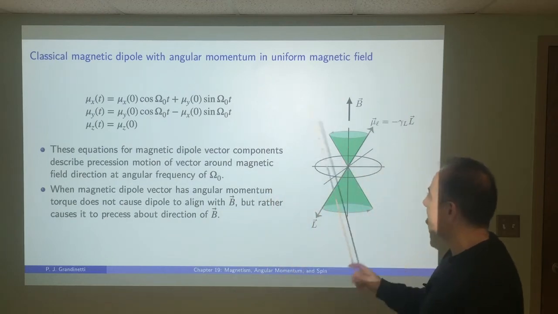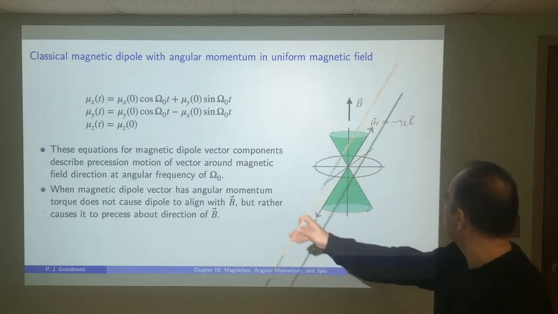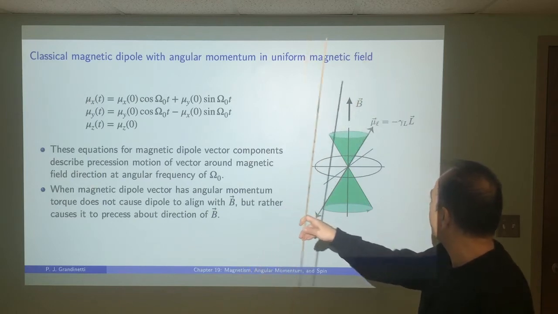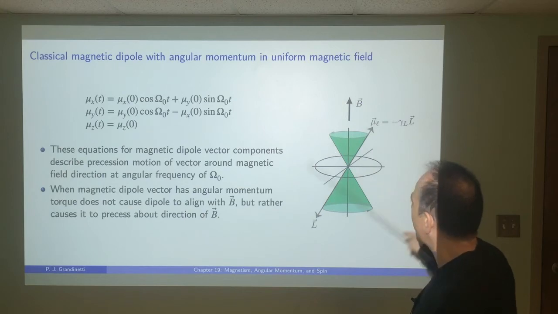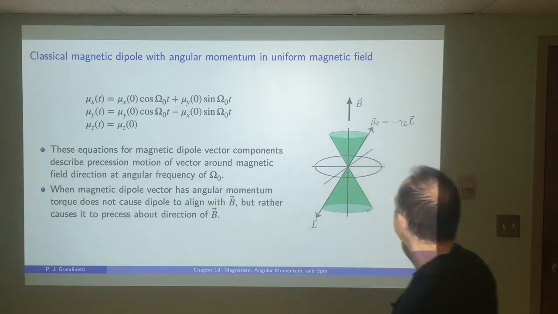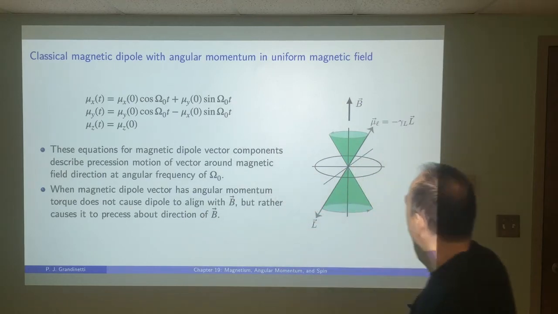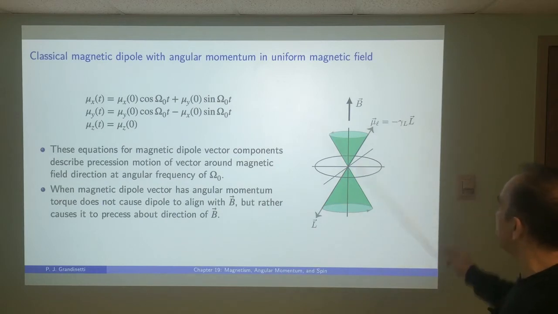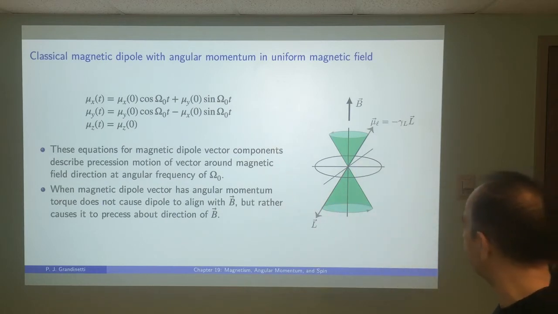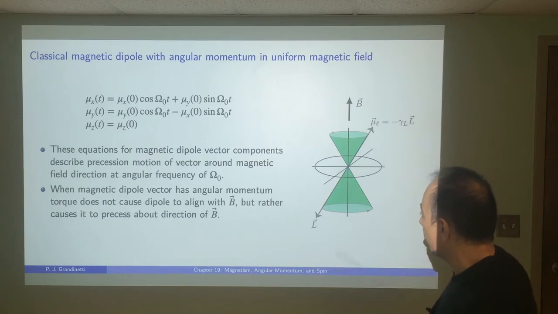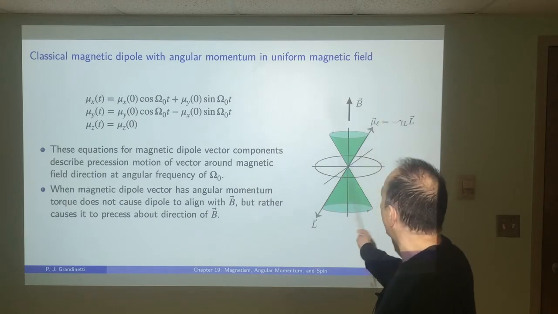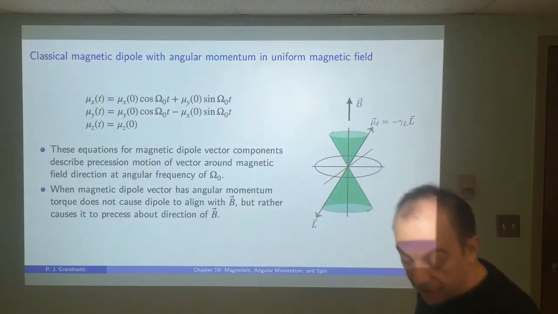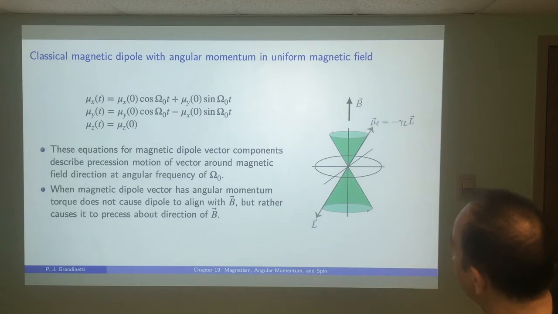So this is exactly what we knew would happen before: the magnetic dipole moment vector is going to precess around this direction here, the direction of the magnetic field, with a frequency. In this case, it's given by omega naught, which is minus the gyromagnetic ratio times the B field. All right. So this is what happens when we take a magnetic dipole moment with angular momentum and place it in a magnetic field, and these equations describe the time dependence of that magnetic dipole moment.